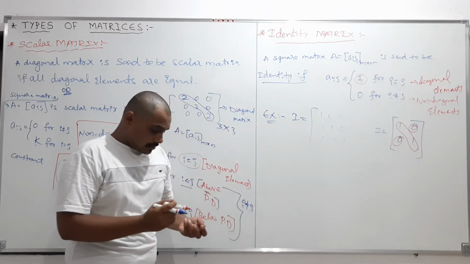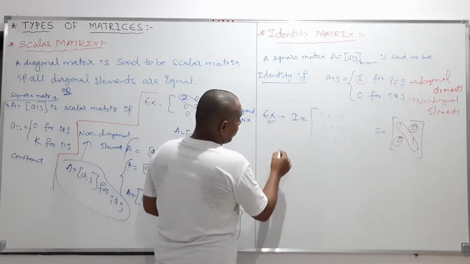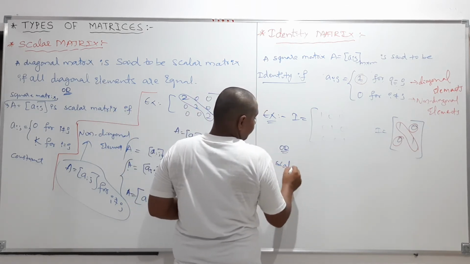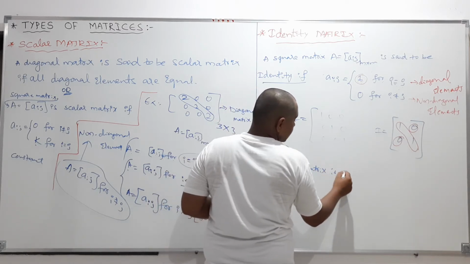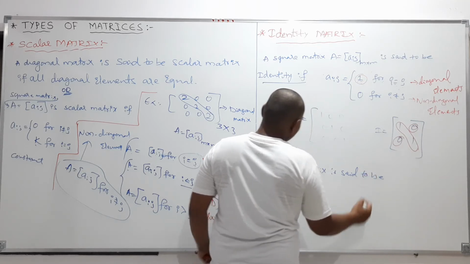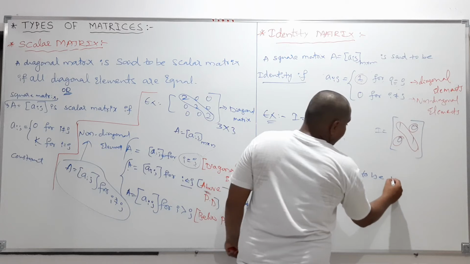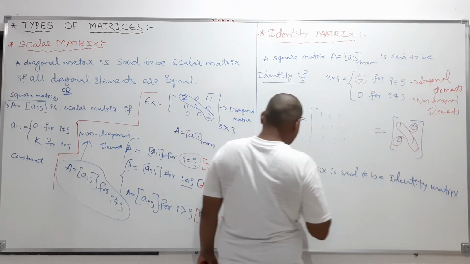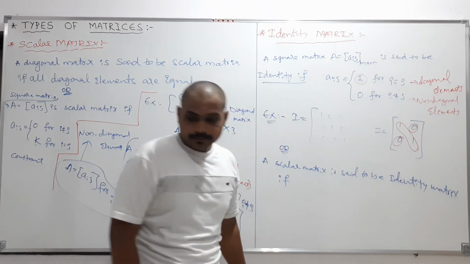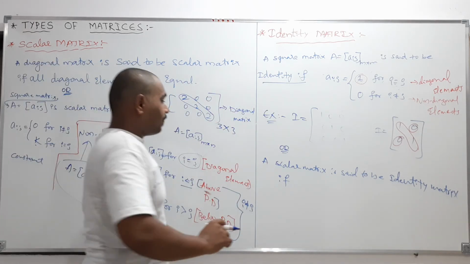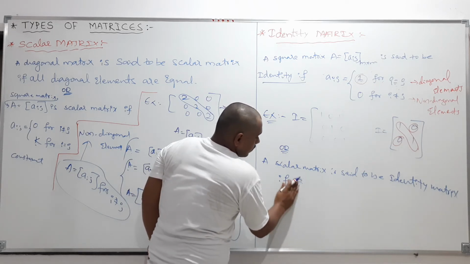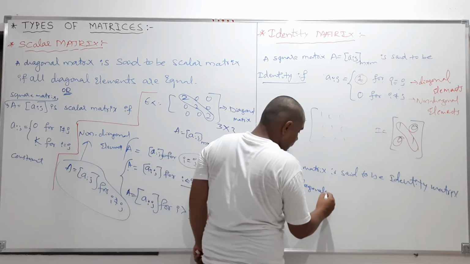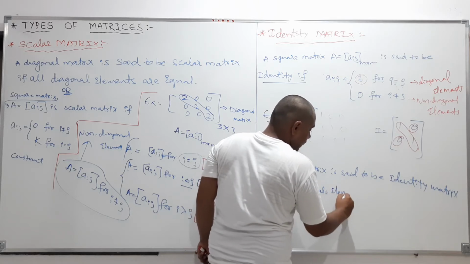Is it? So can I define this definition, or another definition, my dear students, as follows: a scalar matrix is said to be an identity matrix if the diagonal elements are equal.